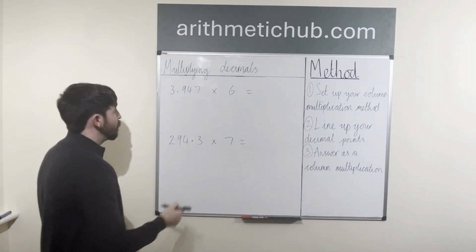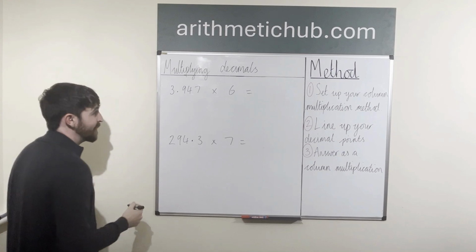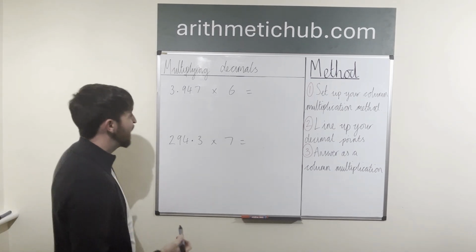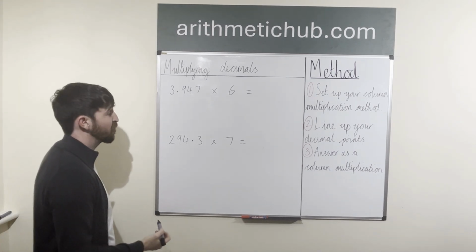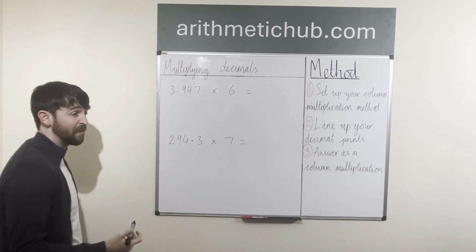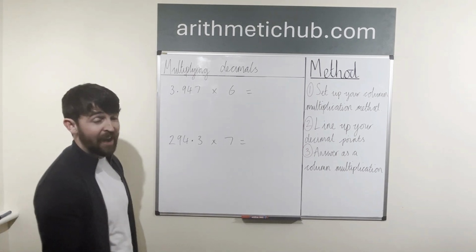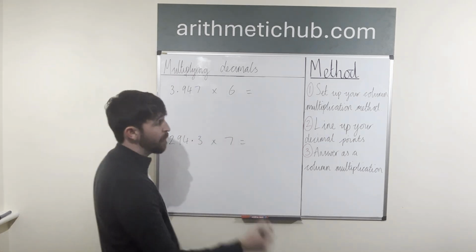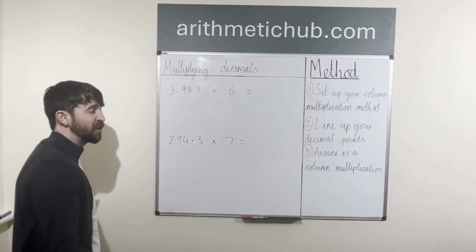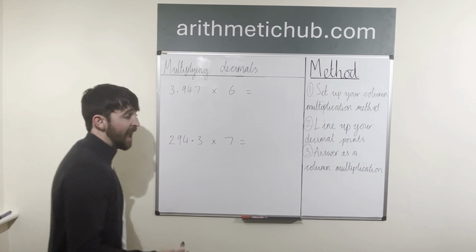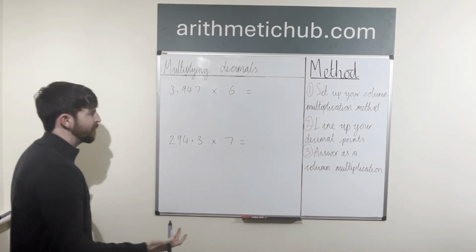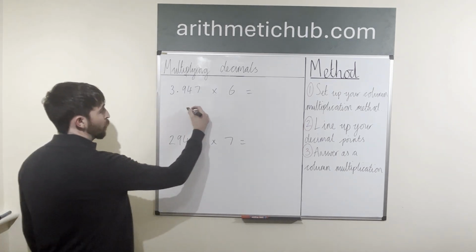Hi everyone, so today what we're going to look at is multiplying decimals. Now multiplying decimals is very similar to when you're just doing your standard column multiplication method. In fact, it's basically exactly the same thing. You just have to make sure you've lined the decimals up. Set up your column multiplication method, line up your decimal points, and answer as a column multiplication. It's as simple as that for a method. Okay, let's have a look at what it looks like.